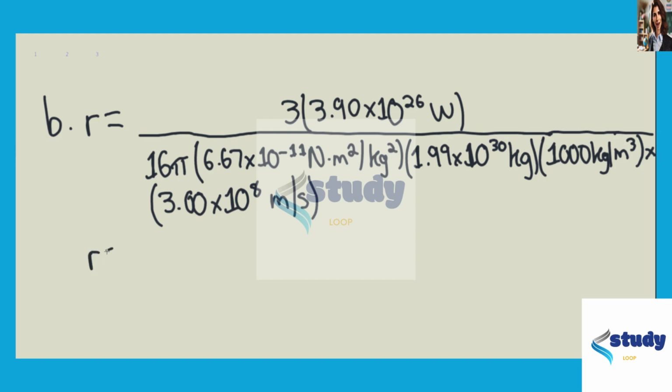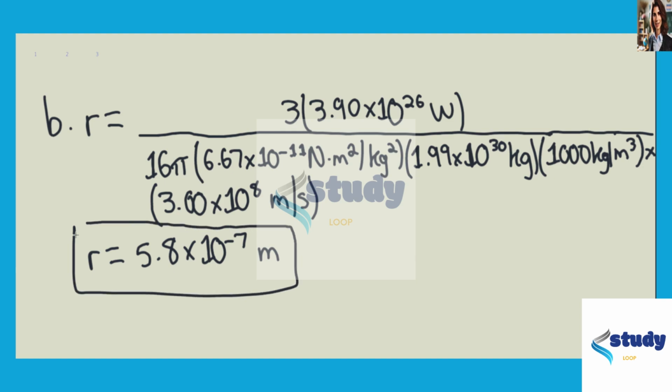And we find that the critical radius here would be 5.8 times 10 to the negative 7th meters. This would be your answer for part B. However, anything less than that, it would be blown out of the solar system.